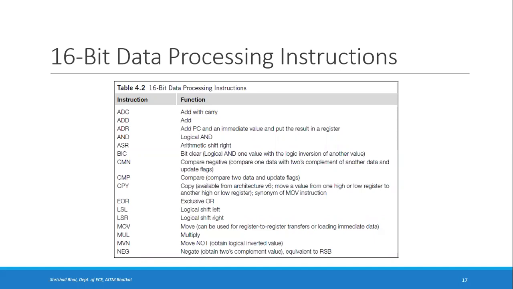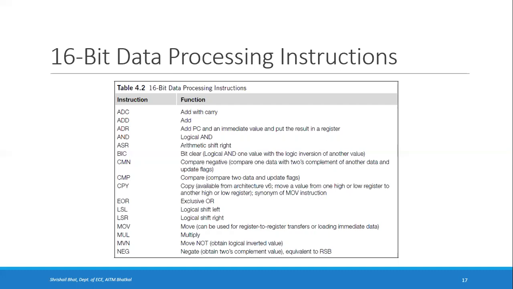Again, when it comes to 16-bit or 32-bit, there are different types based on what purpose the instructions are used for. They might be used for data processing, for branch operations, or for load and store operations, right? So based on what purpose the instructions are used for, we classify instructions into different types.